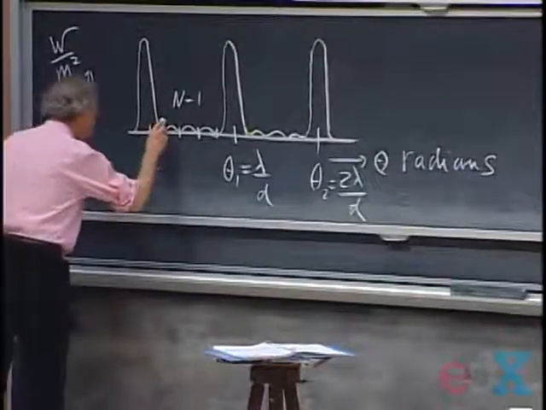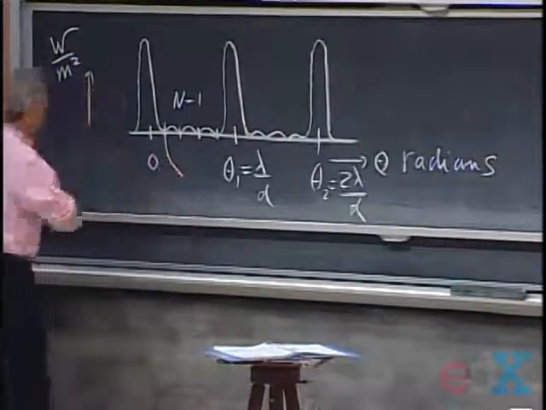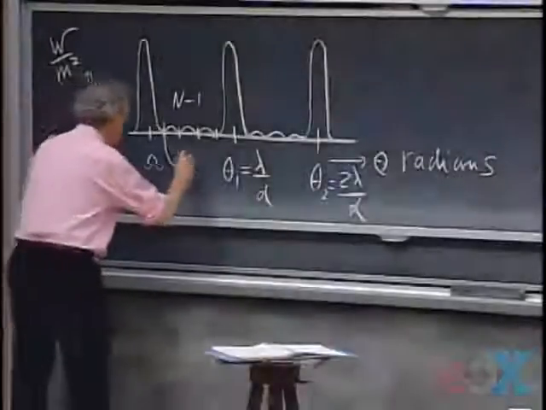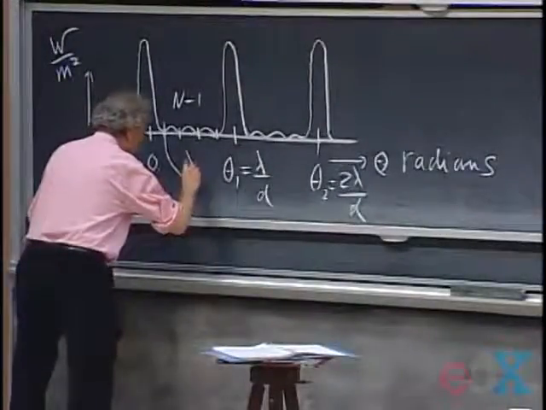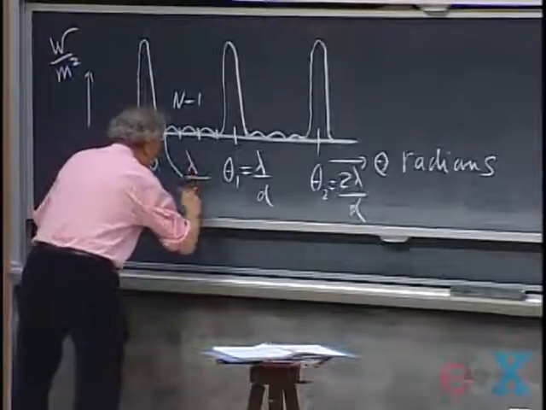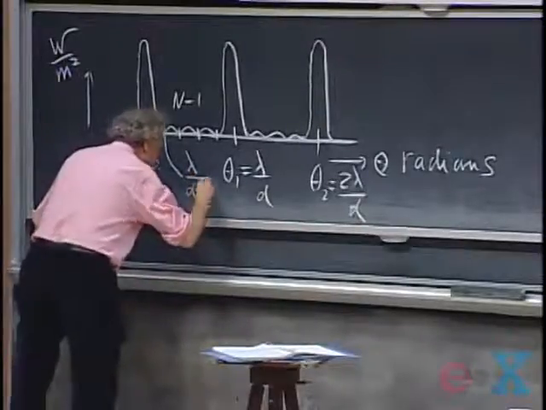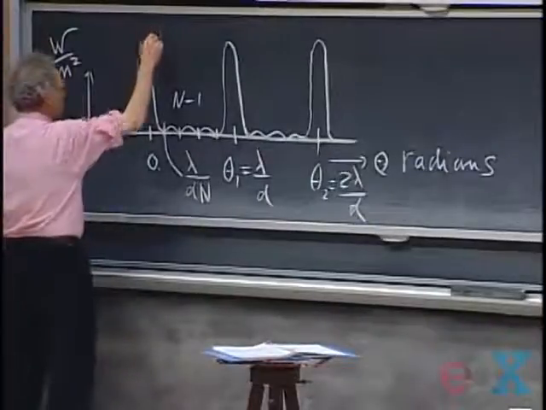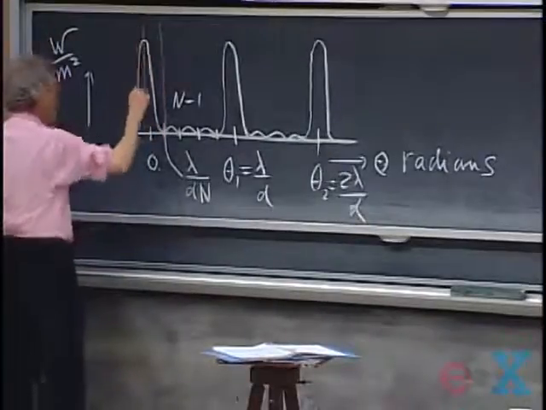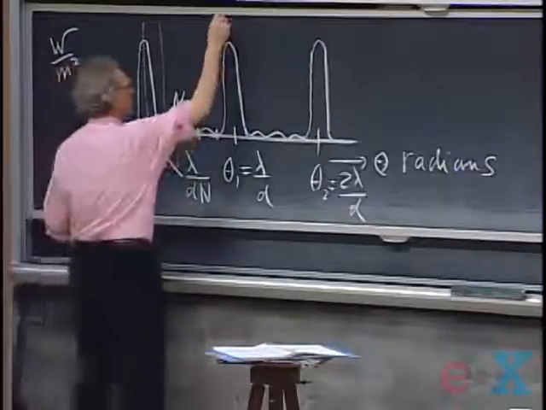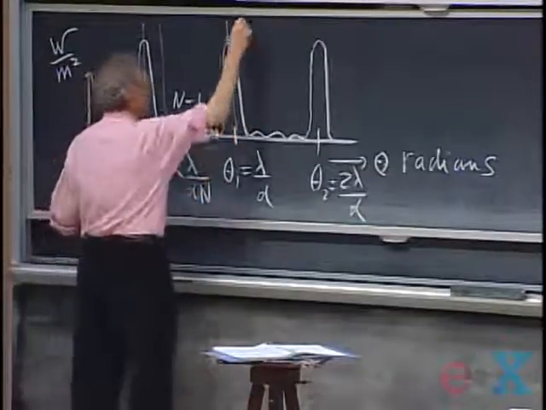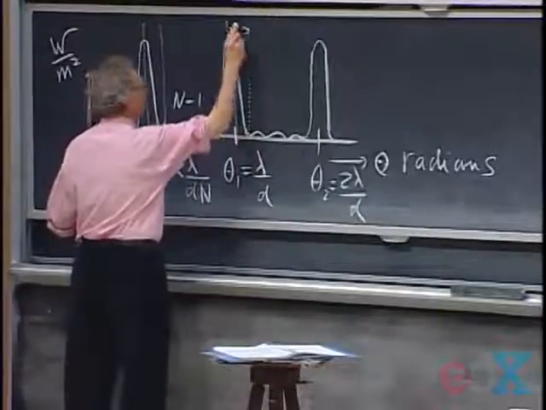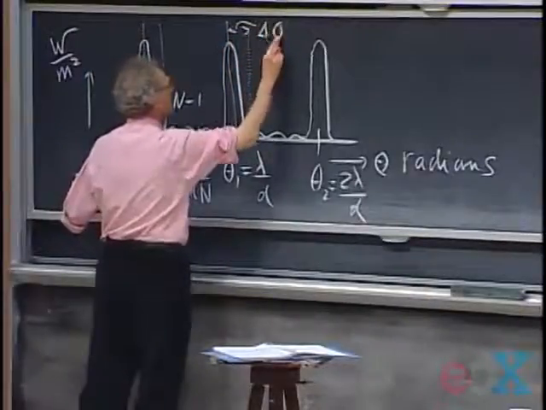Now this point, this first location where we hit the zero, that now is at the position lambda divided by d divided by capital N. And I will call that angle, from this maximum to this zero, delta theta.